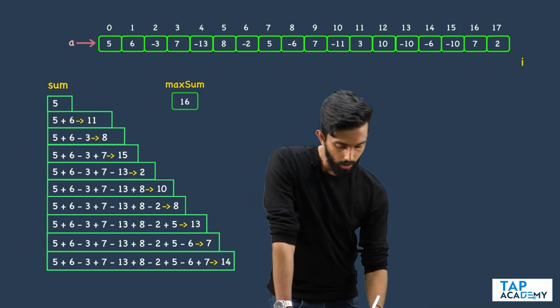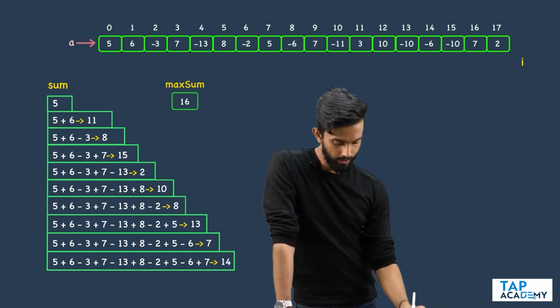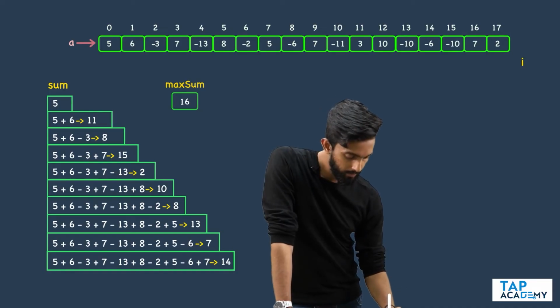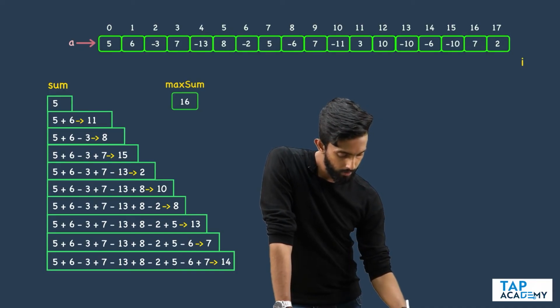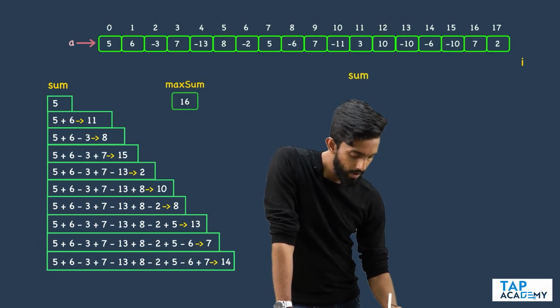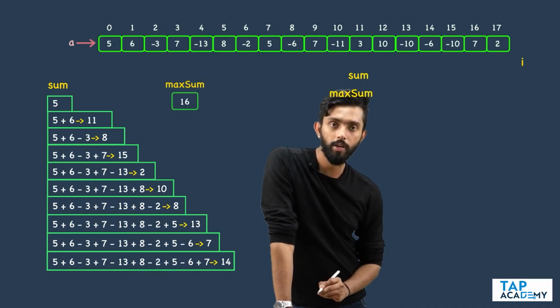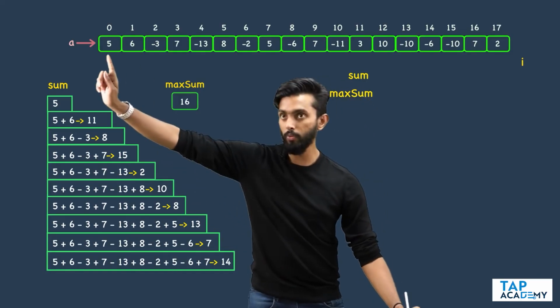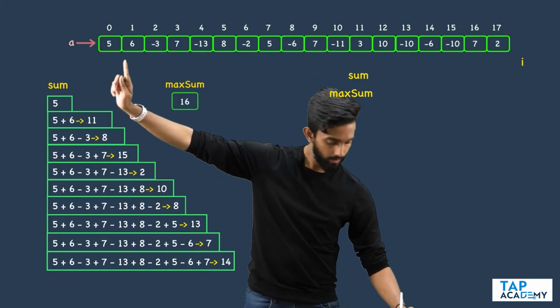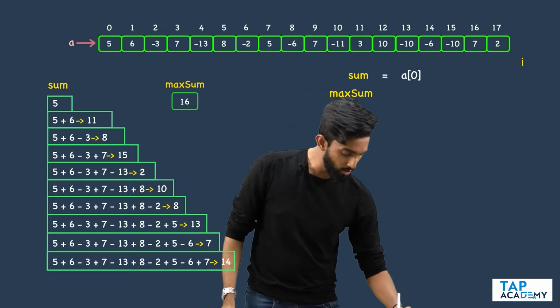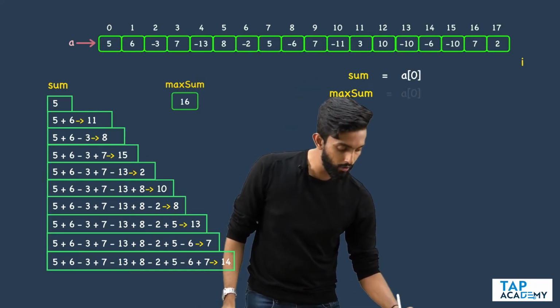Now look at the code. How the code starts is like this. First and foremost, just one loop. So before the loop, I will have one variable called sum. I have a variable called max sum. Initially, I will assume that the first value only is my sum. So a of 0. I will assume that the max sum is also a of 0 only.